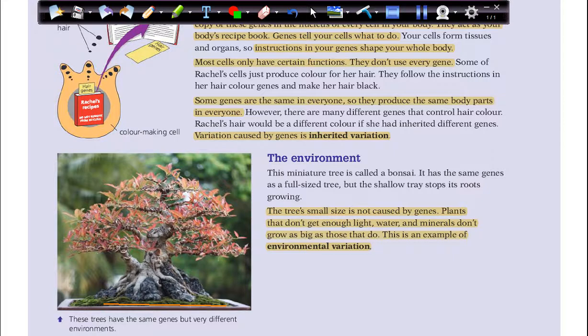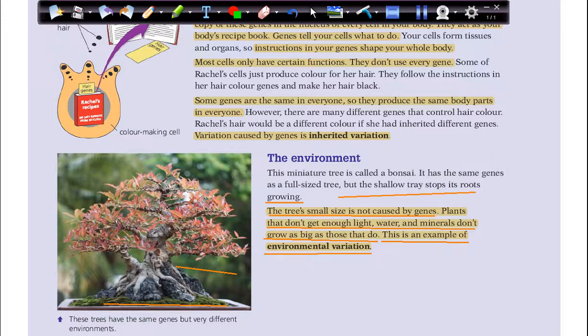They didn't plant it in deep ground or deep soil. No, they just put it for decoration in a shallow tray. So this shallow tray stops the roots from growing. The tree's small size is not caused by genes. Actually, in nature, in normal size, it's not a small tree, but because of the surroundings, because of this tray, it cannot spread its roots deeper than this. So this tray stopped the growing of its roots. Actually, it's a full-sized tree. Plants that don't get enough light, water, and minerals don't grow as big as those that do. This is an example of environmental variation.